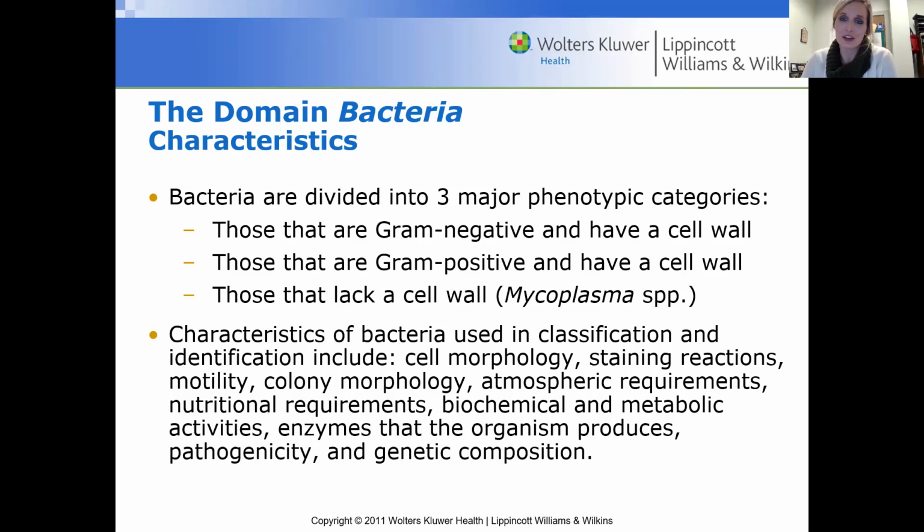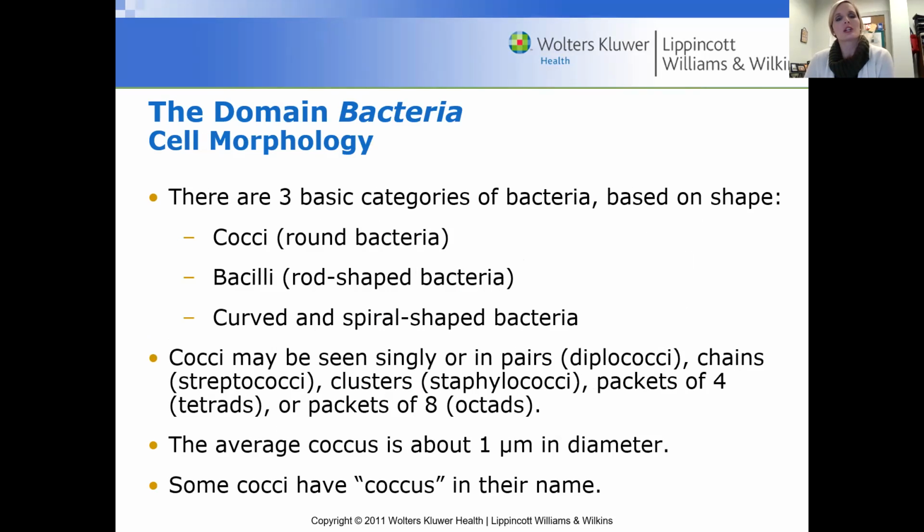So we're going to take a look at all of this today. When I talk about morphology, I'm talking about its shape. There are 3 categories of bacteria based on shape, and we're going to see a picture of these too. When it comes to what they look like, they're either going to be round shaped, and those are called cocci. If we're looking at just one of those singularly, it's called a coccus.